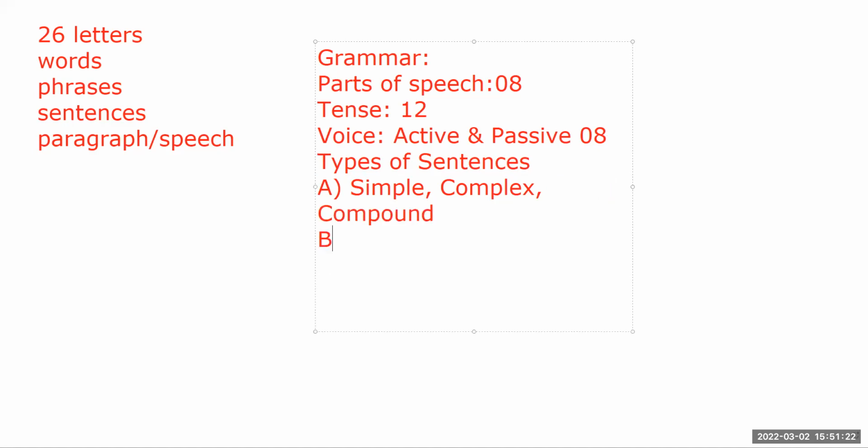And based on their meaning, the types are like this. First of all, we'll call it an assertive sentence. Then it can be an interrogative sentence.